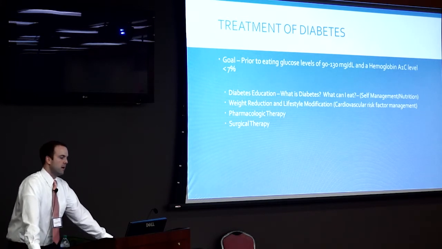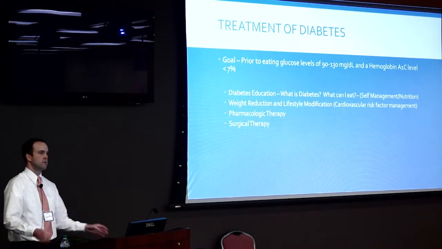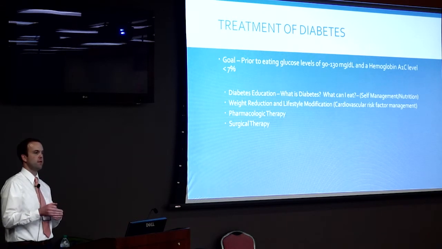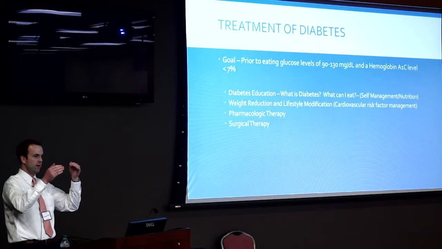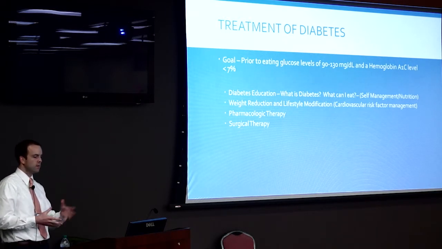It's actually very treatable. So the goal whenever you come in and you're diagnosed as diabetic is to have you at a glucose level, whenever they take your little finger stick and check your glucose, between 90 and 130 before you eat, right? And a hemoglobin A1C, which we talked about, the glycated hemoglobin, of less than 7%. And so how do we do that? So what's the first step?